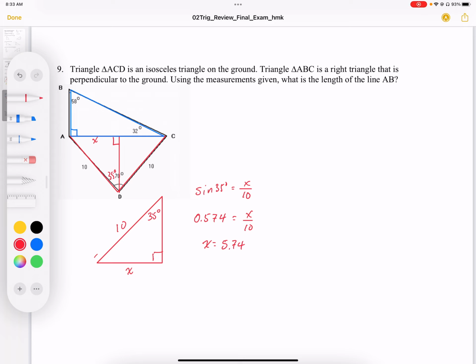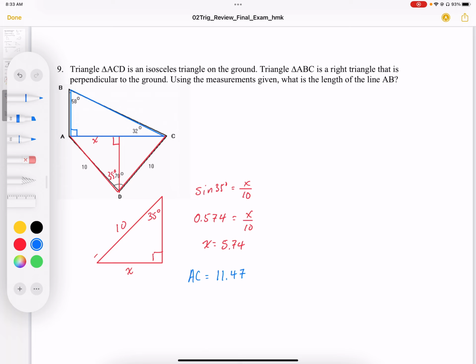Okay, so then the length A to C, so AC, must be double that, so I'm going to multiply that by 2, and I get double that length, and A to C works out to be 11.47 when it's rounded. Okay, so there's my length, A to C.